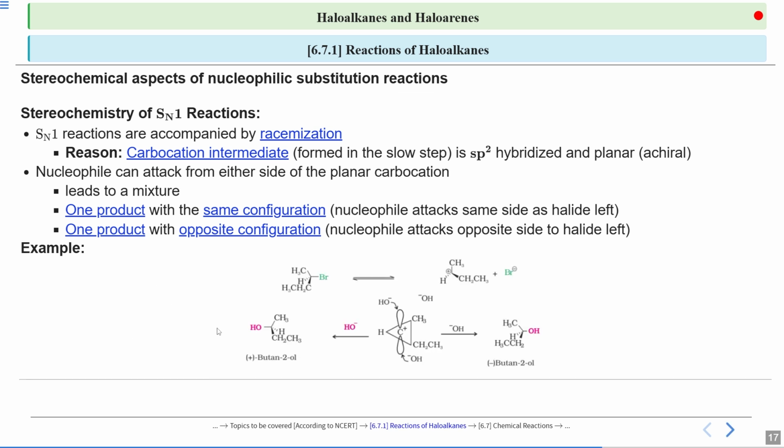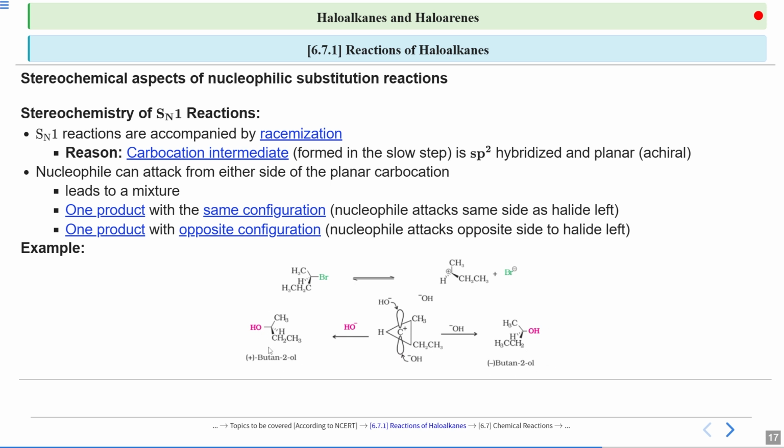Example, you can see these two reactions. The first reaction is carbocation formation from this haloalkane. The bromine, which is the leaving group, leaves the molecule, and you will get a carbocation. Now this carbocation is sp2 hybridized and planar. So the attacking nucleophile can attack from either side of this planar carbocation, right? The OH negative can attack this carbocation from both sides and lead to a mixture of products, which is positive butan-2-ol and negative butan-2-ol in this example.